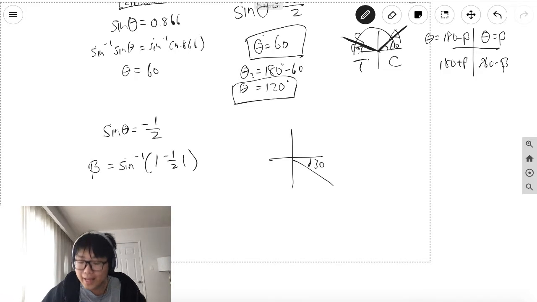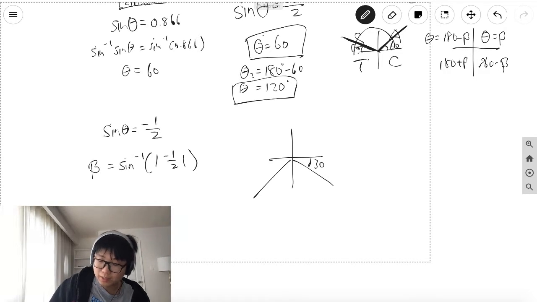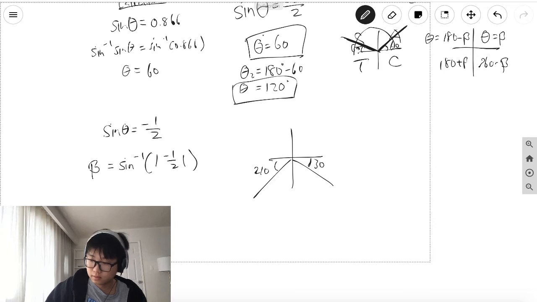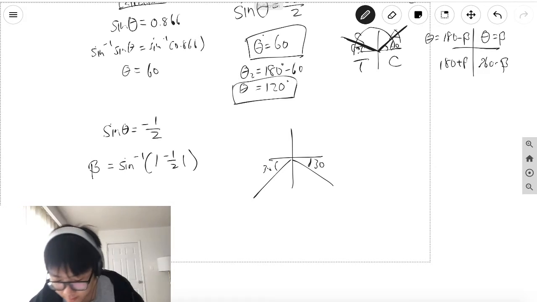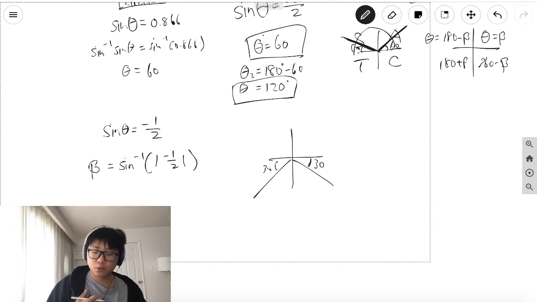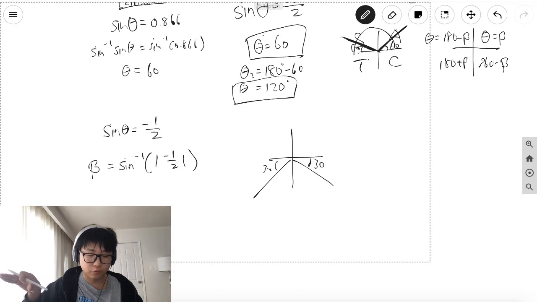Then I want the other negative quadrant, so I want tangent. So tangent was 180 plus beta. I figured out the beta earlier was 30, so then it'll be 210. But that's not the method I'm going to go with right now. Mine is going to ensure that I always get to the first quadrant first.